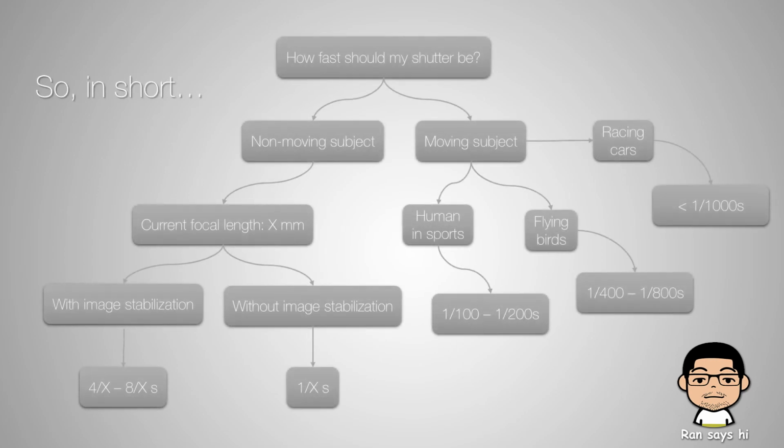So let's sum up. In short, I have created this flowchart to help you decide how fast your shutter speed should be. First you start from the top and you go to the bottom. You decide whether the subject is moving or not. If it's not, you see what is the focal length you're using, and use this. You remember that and see whether you have image stabilization or not. If you have it, it's X out of 4 seconds to X out of 8 seconds. If you don't have image stabilization, that's X out of 1 second.